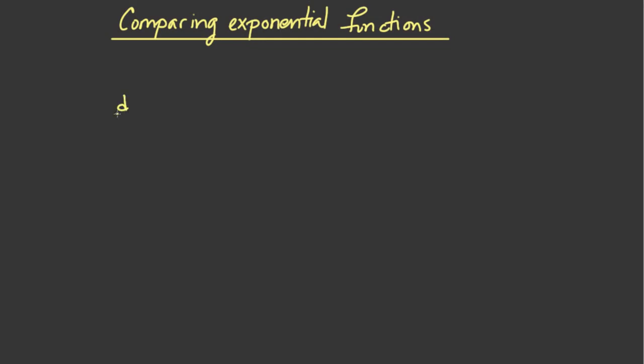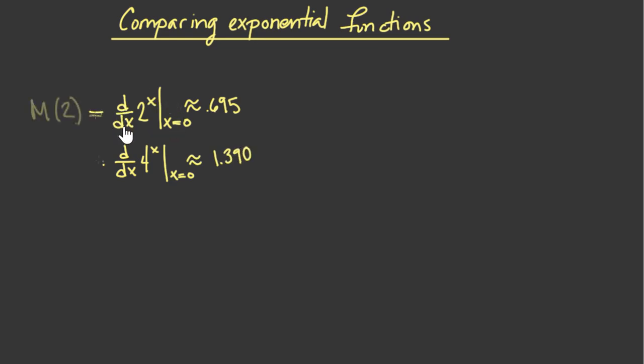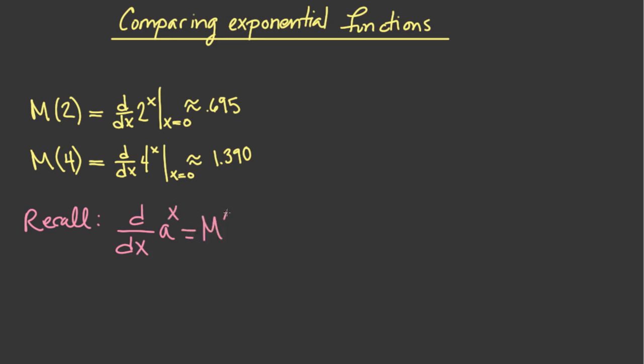We saw that the derivative of 2 to the x at x equals 0 was approximately equal to 0.695, and the derivative of 4 to the x at x equals 0 was approximately equal to 1.39. Remember that this is the mystery number m of 2, and this is the mystery number m of 4. And recall that the derivative of an exponential function a to the x is given by m of a times a to the x. So we're really interested in what this mystery number m of a is.